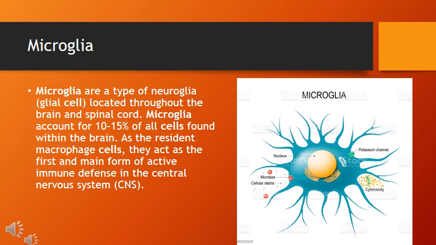They are derived from the earliest waves of mononuclear cells that originate in the yolk sac blood island early in development and colonize the brain shortly after the neural precursors begin to differentiate. These cells are found in all the regions of the brain and the spinal cord.